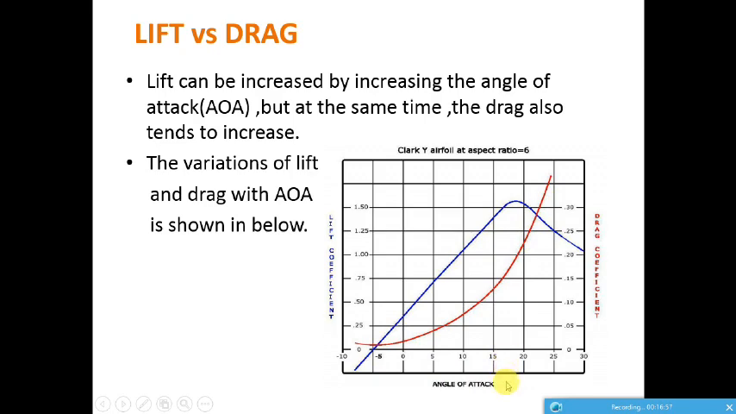That means lift and drag have a correlation between both. So we can generally say that when we increase angle of attack, the drag increases and thereby the lift decreases. So drag and lift are opposite or contrary to each other.